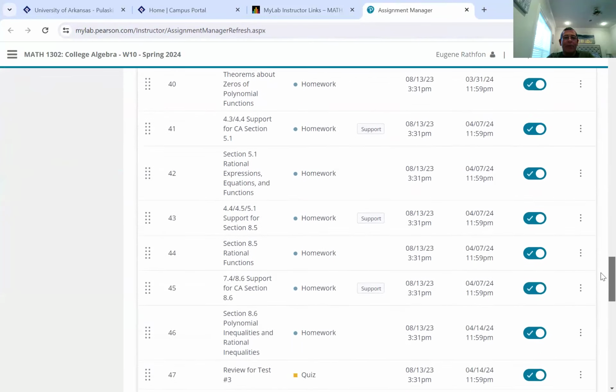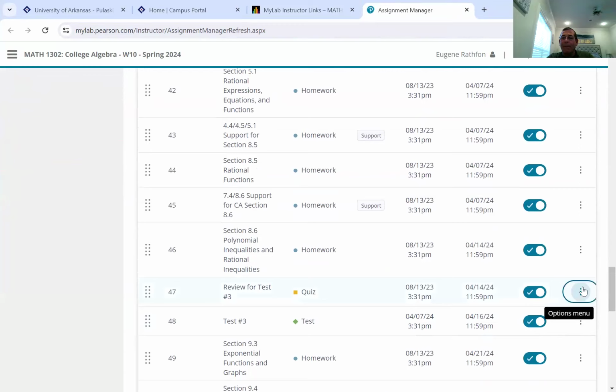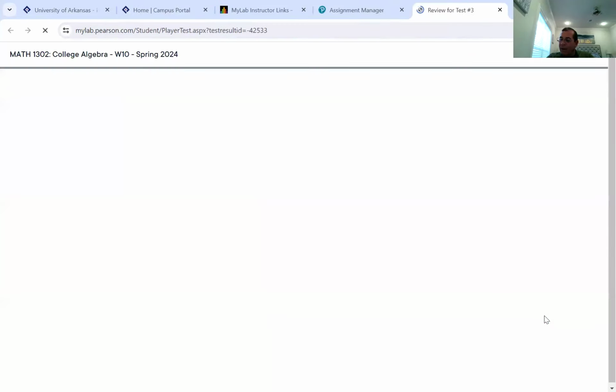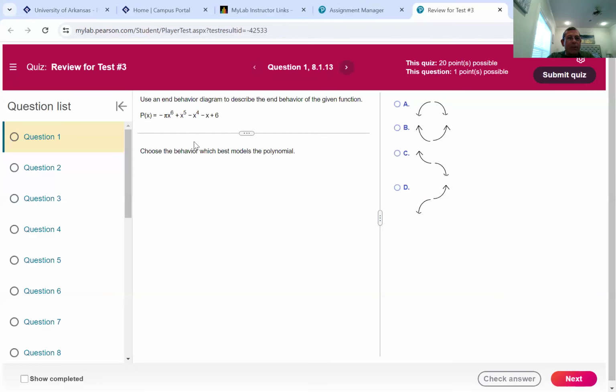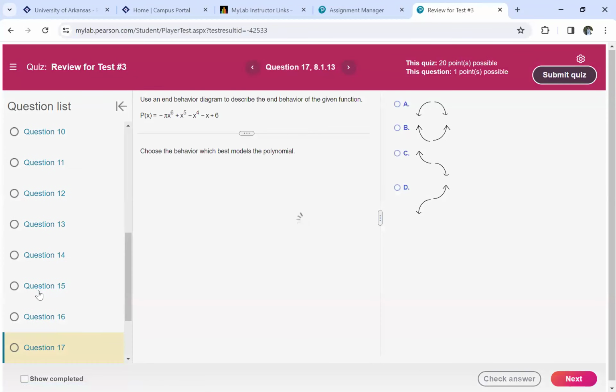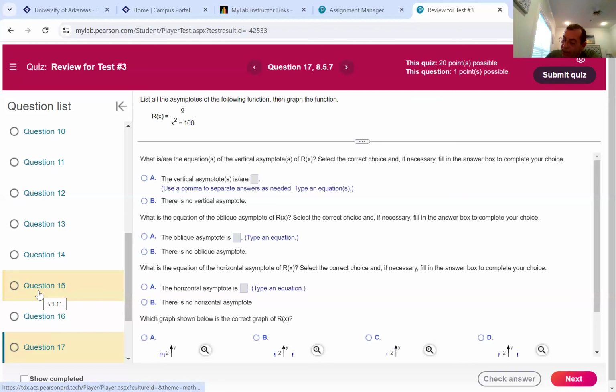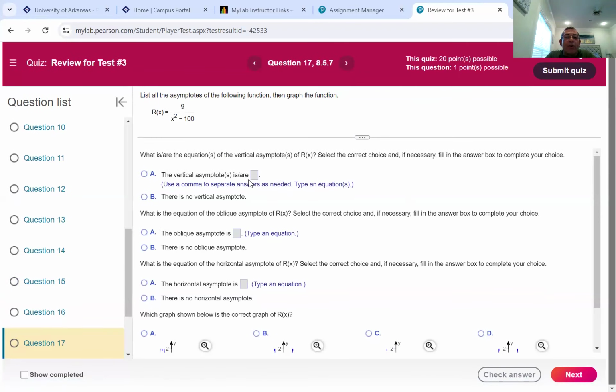All right, we're doing test review. And I said, well, it was on 17, was it? Yeah, 17. All right, so I just want to write this down real quick. So 17, r of x equals 9 over x squared minus 100. So look here. They want the vertical asymptotes. So we're going to find the vertical asymptotes.